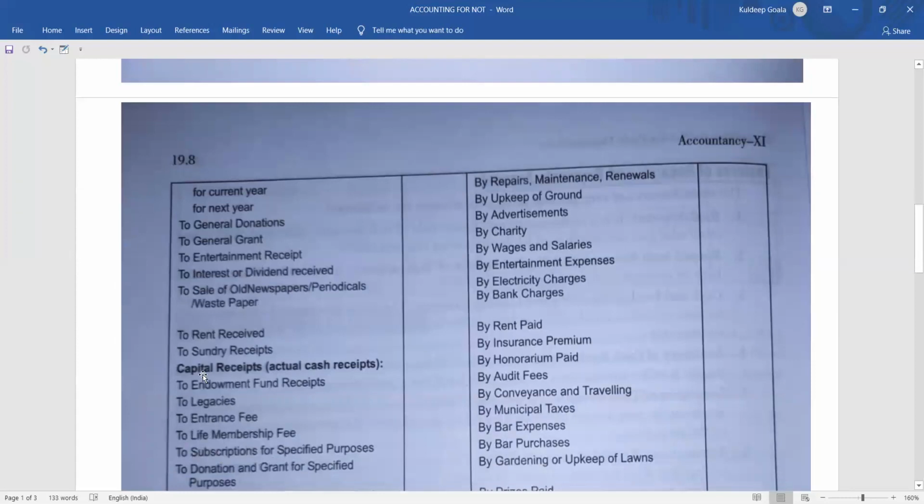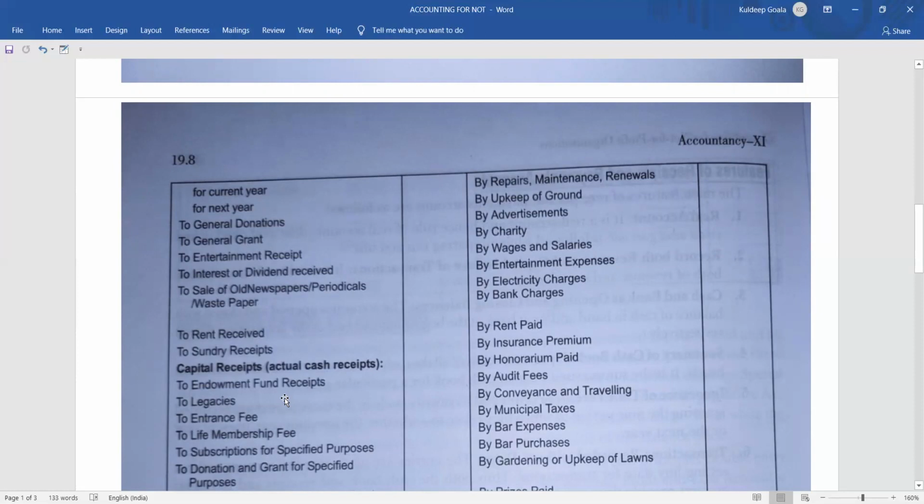Then coming to the next one, capital receipt. Capital receipt means the actual cash receipt. Here, what are the things that are included? First is the endowment fund receipt. Endowment fund refers to the fund which has been created out of the gift receipt. Okay, gift money. Suppose you have received 1 lakh rupees of gift.